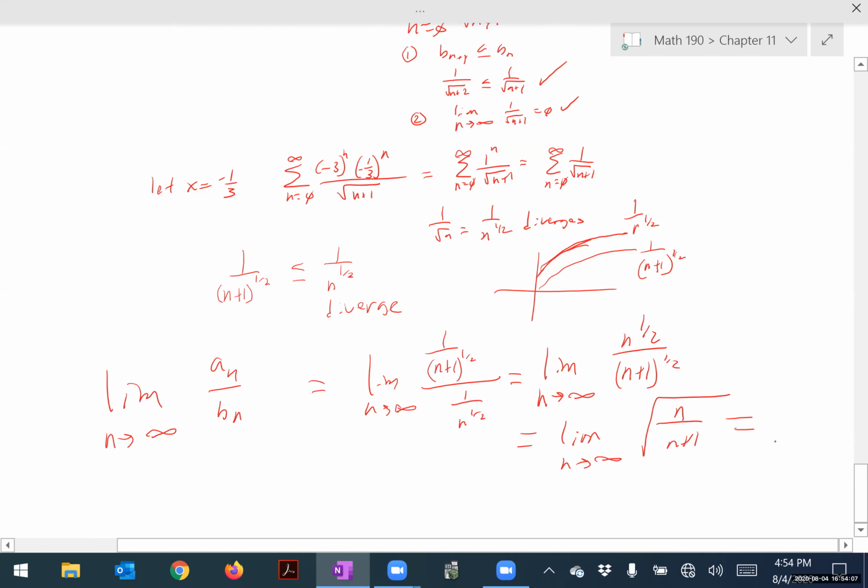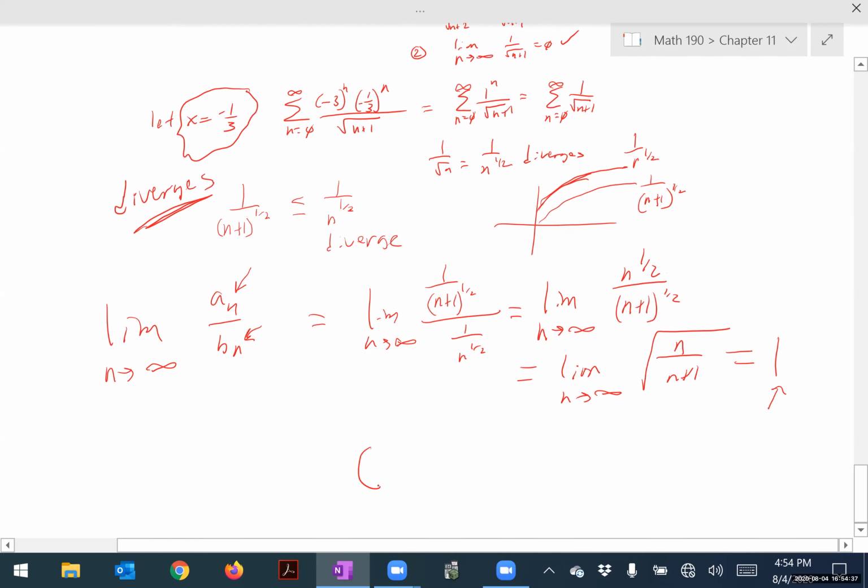You can prove that to yourself if you really want to. But that thing is going to go to 1, which means it has a limit, which means that these either both converge or both diverge. So that tells me that they both are divergent because I knew the other one is divergent. So it tells me that when x is equal to negative 1/3, this thing diverges. So negative 1/3 does not work, but positive 1/3 does work. So there's my interval of convergence.